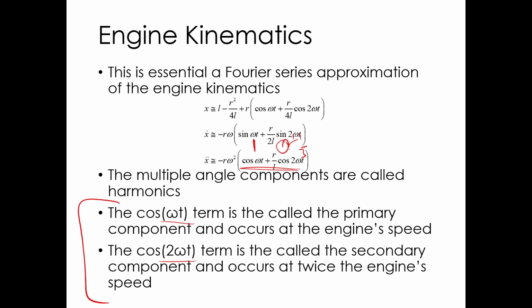So some engines like V8s, like a cross-plane V8, I believe you get secondary balance. Primary you can do with really big counterweights, because primary imbalance is at the speed of the crank. So you can fix primary imbalance problems in most cases just by putting counterweights on the crank, because the crank spins at the crank speed. So you can counter those vibrations with something spinning at the crank speed, hence put weights on the crank.